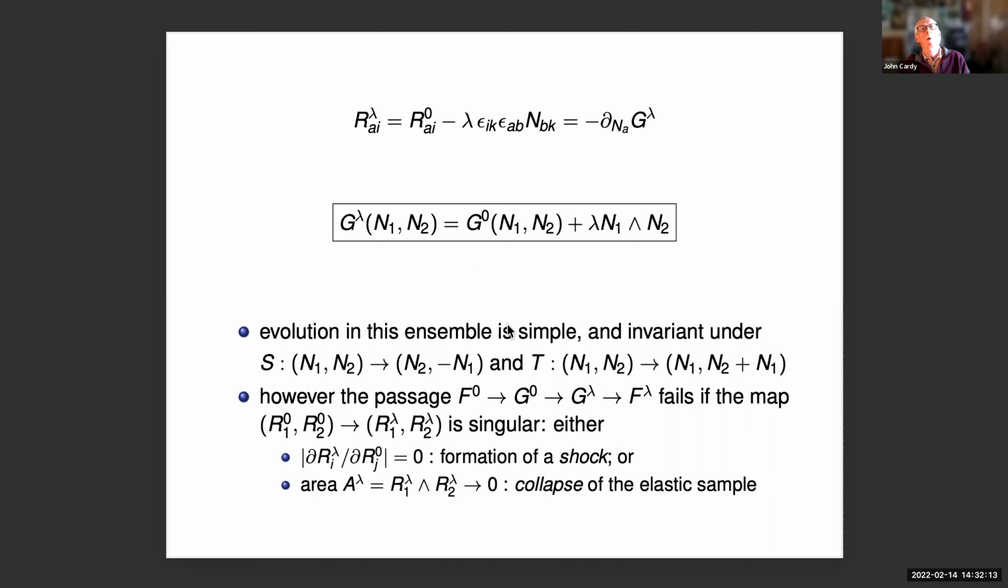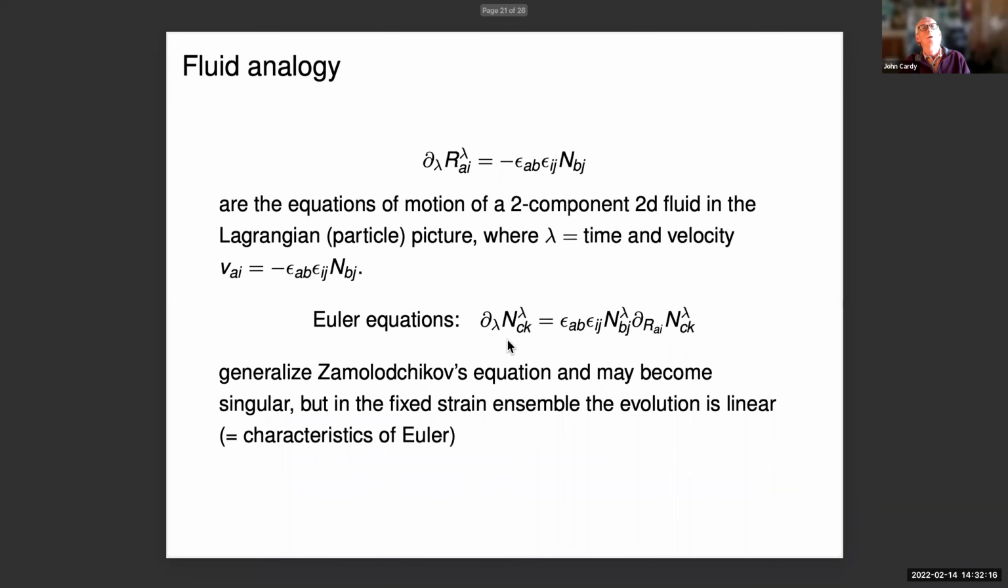Because these R's have to be positive. So the fluid analogy is basically, if you think of these equations here as being the equations of a two-component fluid, where A and B label the components of a two-dimensional fluid, in the Lagrangian or the particle picture, with lambda being time and the n essentially being the velocity. The equivalent Euler equations would then be these, that is d by d lambda of the velocity is u dot grad u, the standard way of writing the Euler equations.